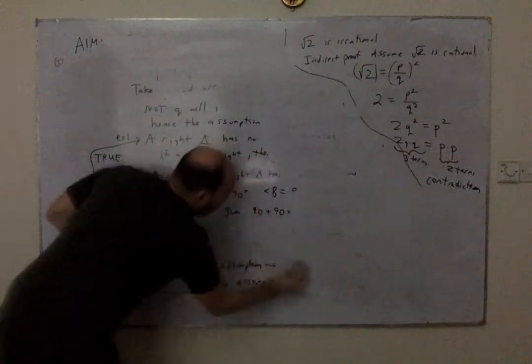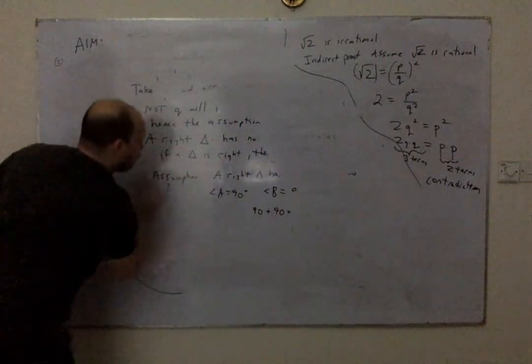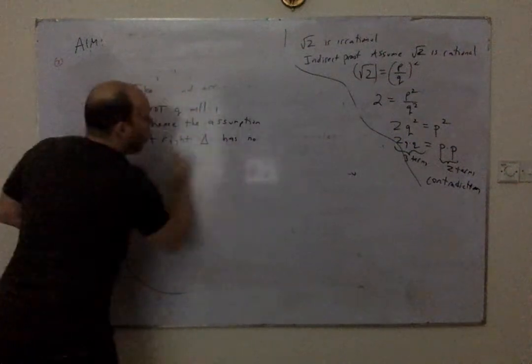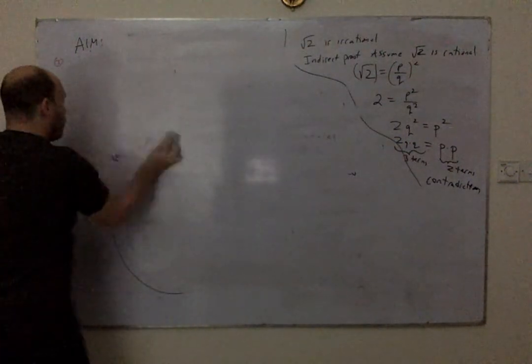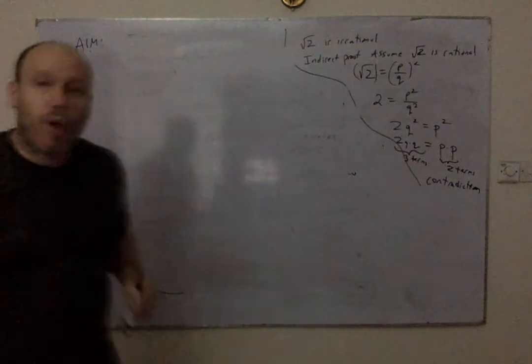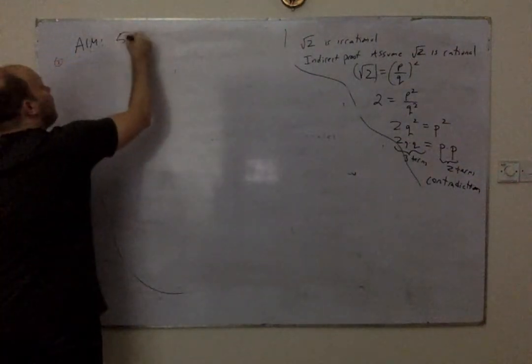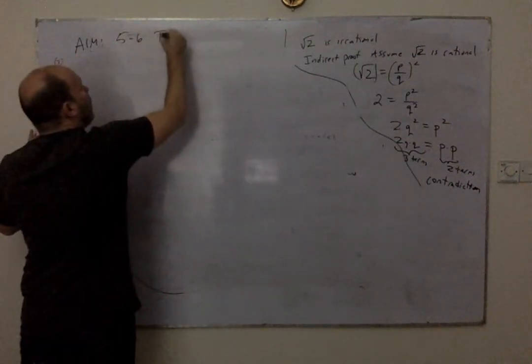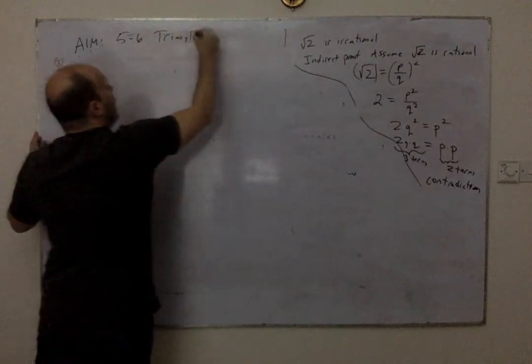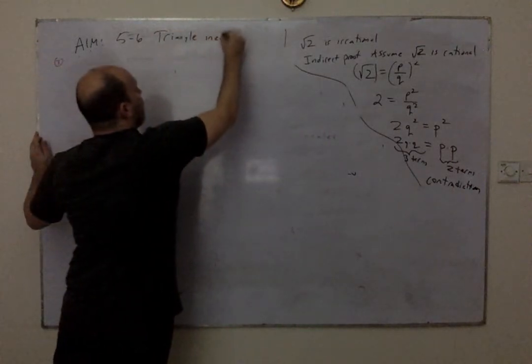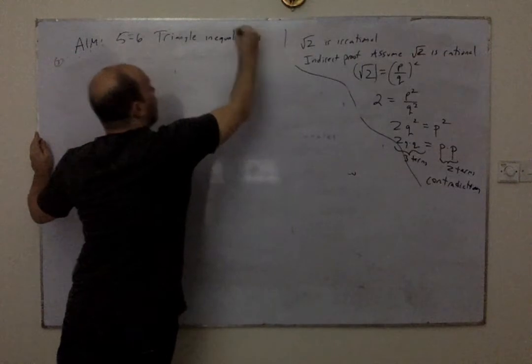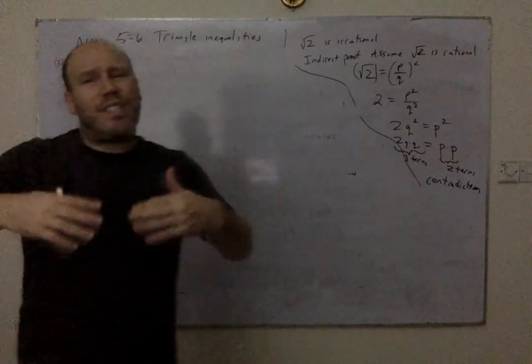Now the last unit is chapter 5-6, and it has to do with triangle inequalities. So 5-6 has to do with triangle inequalities. And this is really cool. Now the book develops these theories.